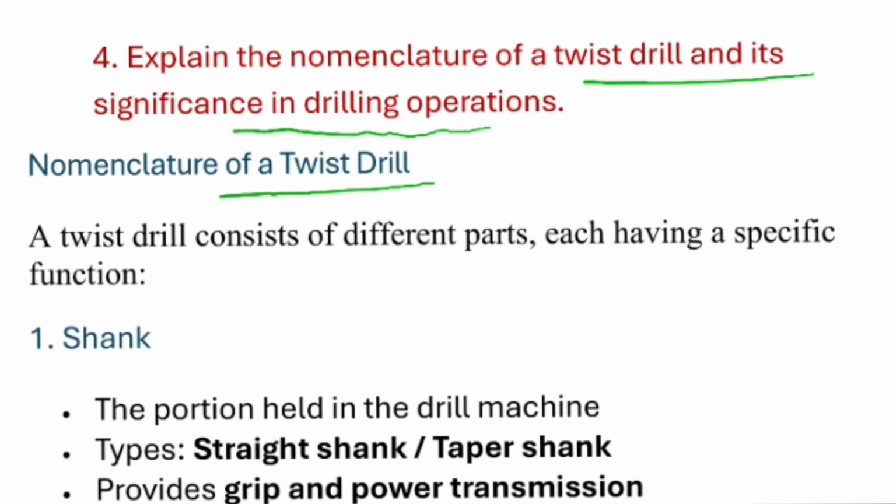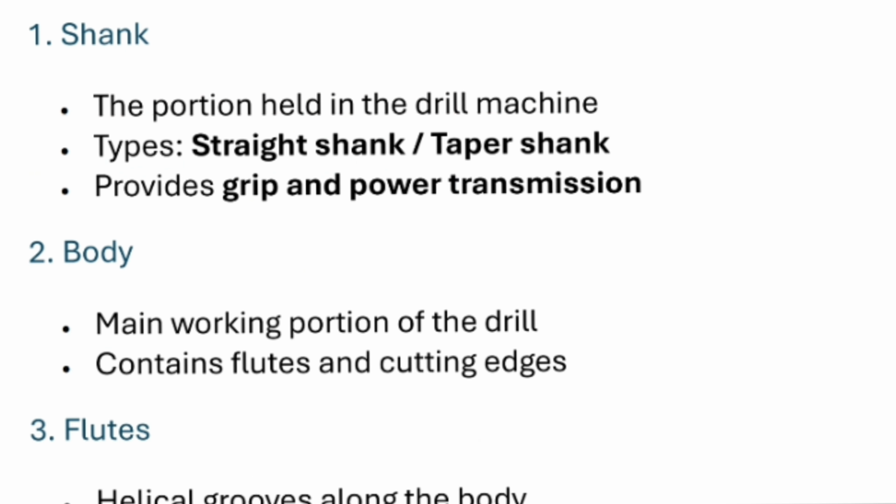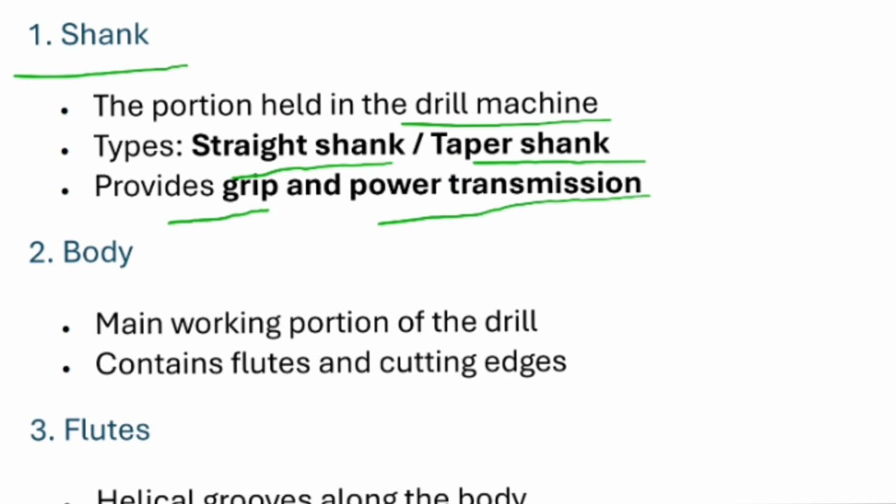Nomenclature of twist drill. It consists of different parts, and we are going to learn how each part works. The first one is the shank. It is where the drill is held in the drill machine. There are two types of shank: one is a straight shank and the other is a tapered shank. It provides grip and power transmission. Coming to the body, it is the main working part of the drill. It contains flutes and cutting edges.